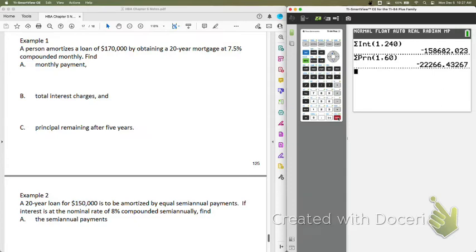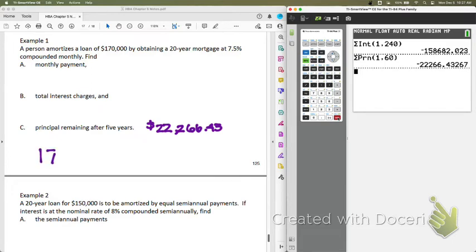Yep. So what this tells me is over the first 5 years, I have paid $22,266 of my principal of my loan. Okay. So of that $170,000, that's how much I've actually paid back. The rest of what I've paid during that time was interest. This doesn't actually answer the question though, does it? I want the principal remaining. So what do I have to do?